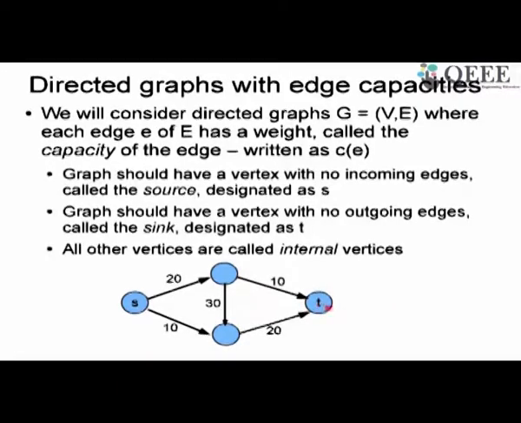This node over here is designated as T. It's called the target or sink vertex, and it has no outgoing edges. And there are 2 internal vertices in this graph, and you can see the capacities have been written on all the edges. Okay, so this is the kind of graph on which we want to model the flow problem.